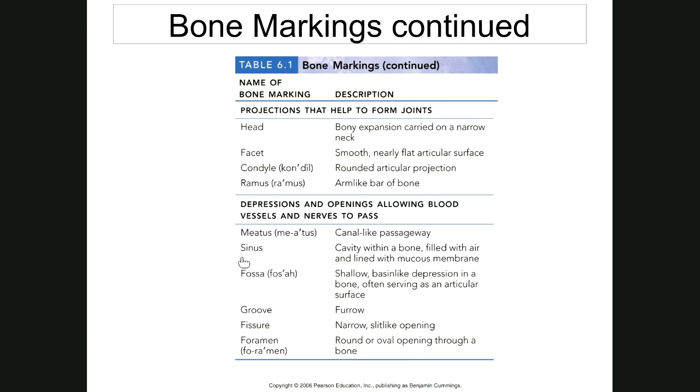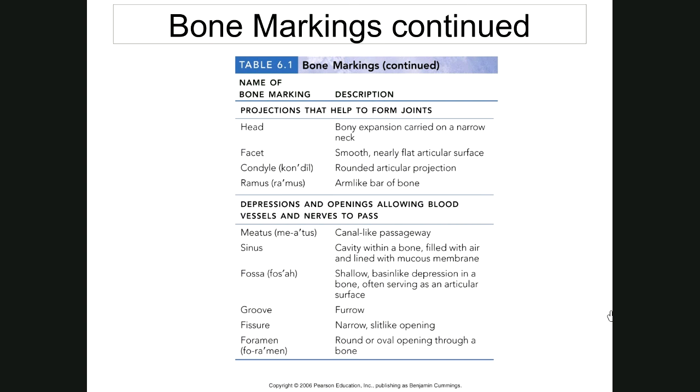So meatus means canal, and you can use either one you want. And sinus: a cavity within a bone filled with air and lined with a mucous membrane. You have several sinuses in your skull, like the frontal sinus in your forehead, and you've had those get inflamed and it gives you a headache. You've had your cheeks hurt. There are maxillary sinuses there also, so when they get inflamed, your teeth hurt.